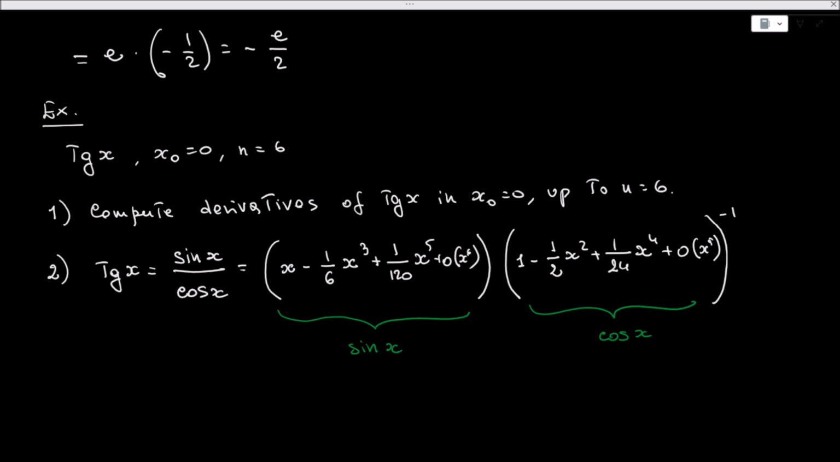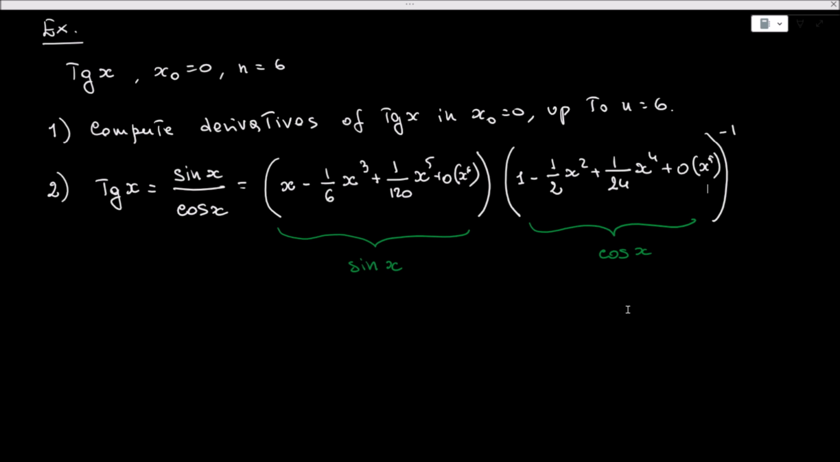But now we have a problem, because we need to take the inverse of the Taylor expansion of cosine of x. And now we remember one of the formulas that we gave when introducing the Taylor polynomials for the first time, and that formula was 1 plus t to the minus 1 equal to 1 minus t plus t squared minus t cubed, and so on and so forth, right? So this is the formula that we will be using.